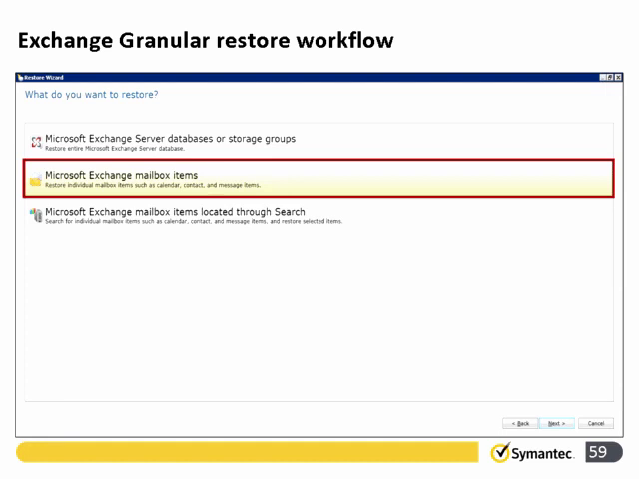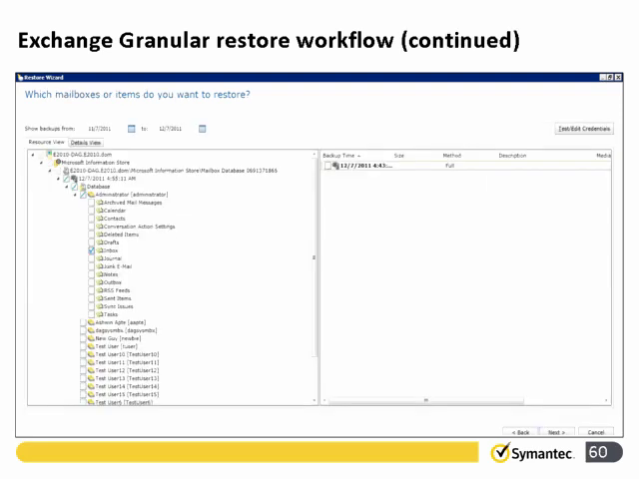If I wish to do a granular restore, this is if I want to bring back just pieces and parts, I select Exchange Mailbox Items. This will allow you to drill down within the database and select specific mailboxes or emails that you wish to restore. So you'll see tremendous detail if you drill down inside this backup, and you can select any single item or group of items that you wish to restore.